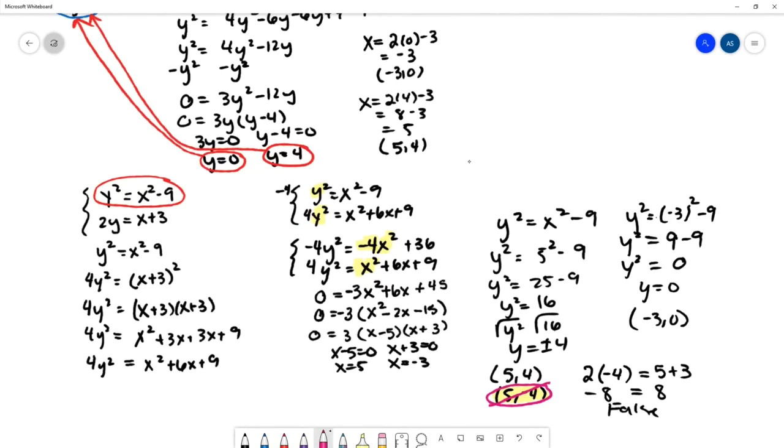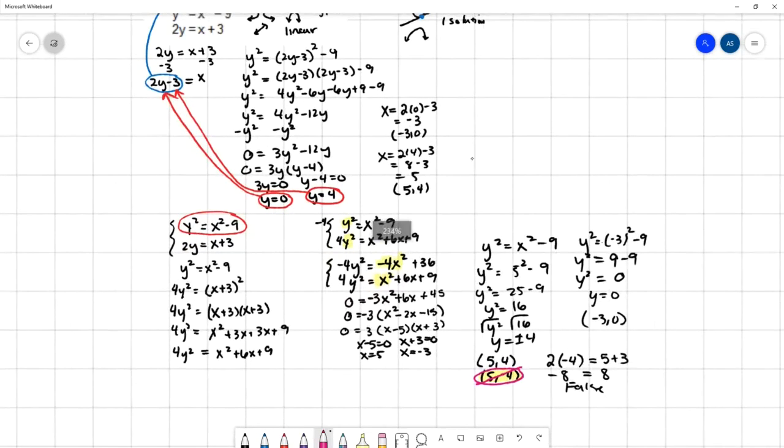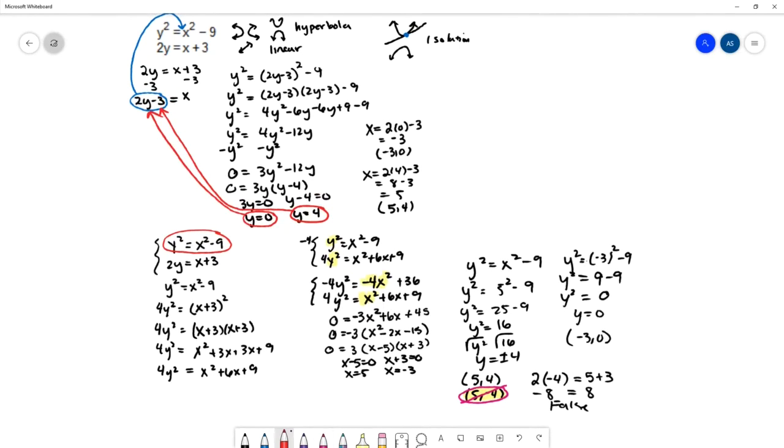Now that could have happened in the first example as well. That could have happened in the substitution method if I would have substituted into the first equation instead of the second equation. So this extraneous solution might have happened either way we did it. So we have to be careful when we have those squareds. So the solutions to this system are 5, 4, and negative 3, 0.